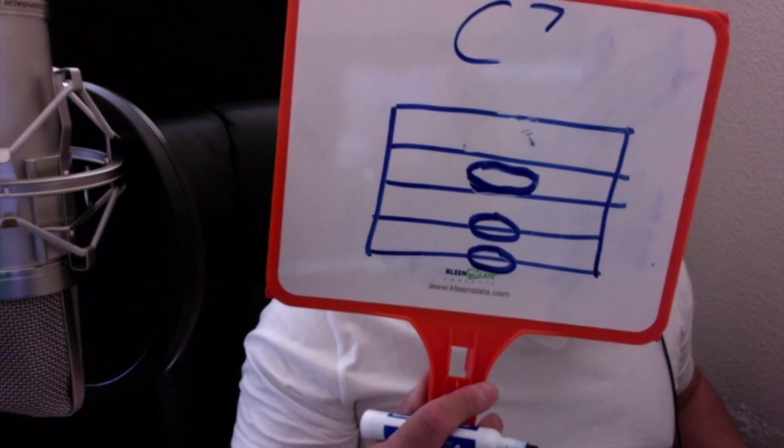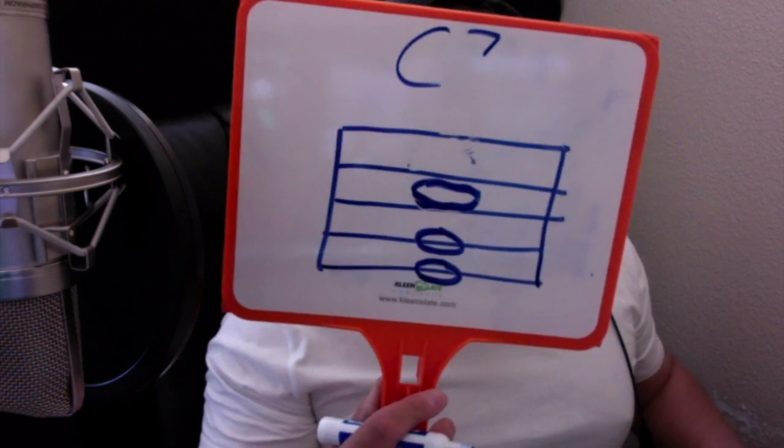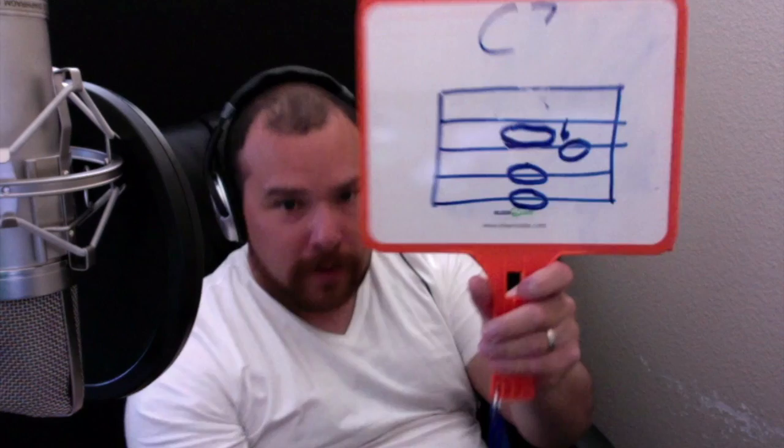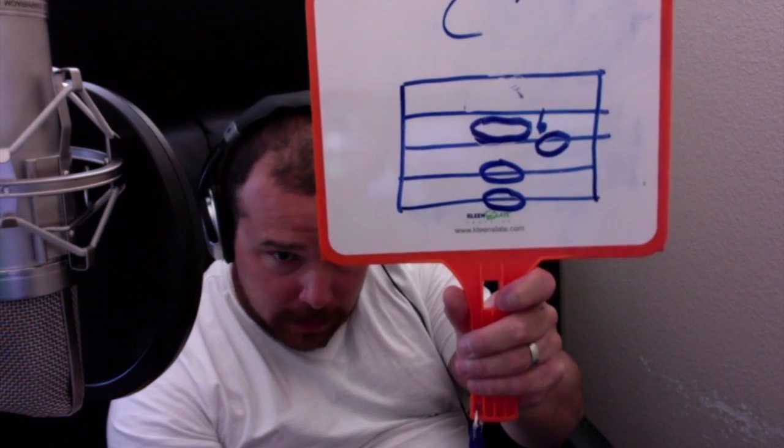All right. So. Hey, shake and bake, Cal. Woo! Shake and bake. What's the 7th step of our scale? B. Let's add a B flat. That is an ugly flat. Okay. There we go. That's what our chord will look like.